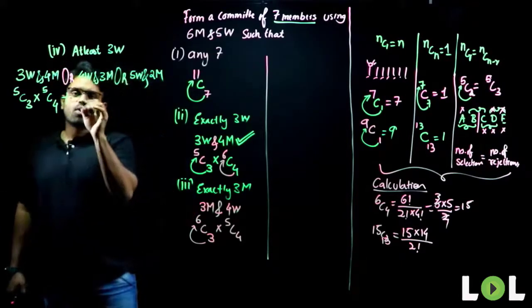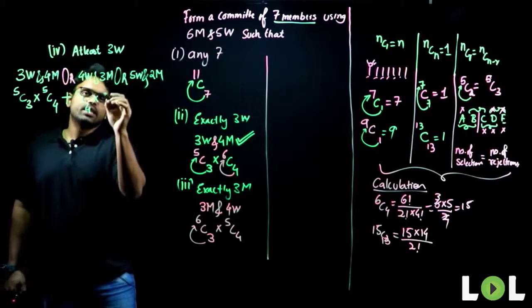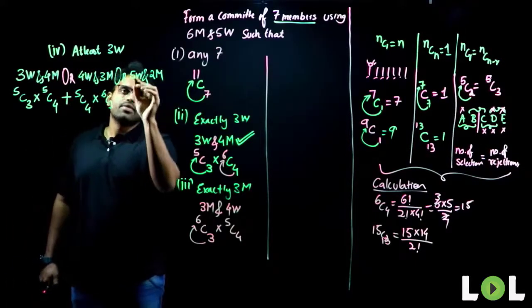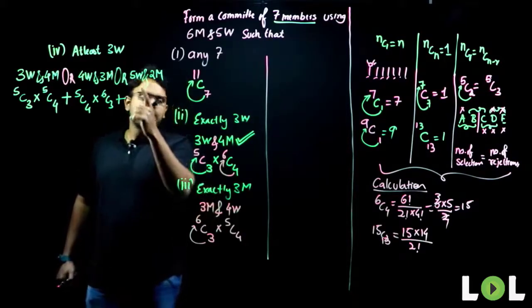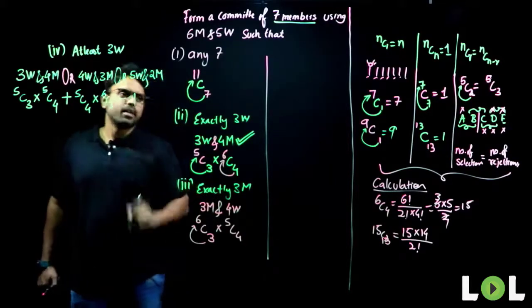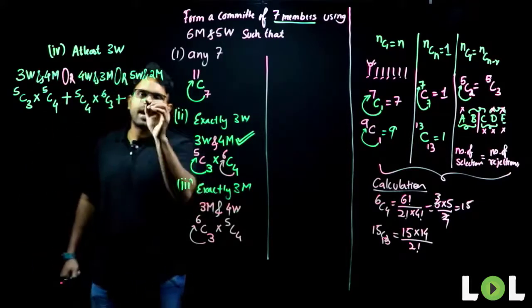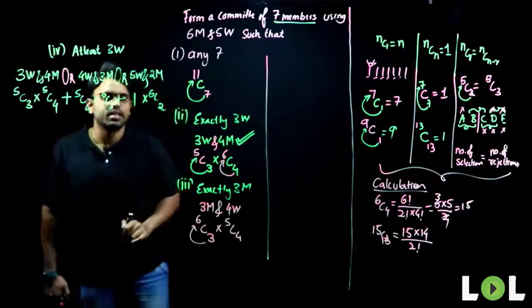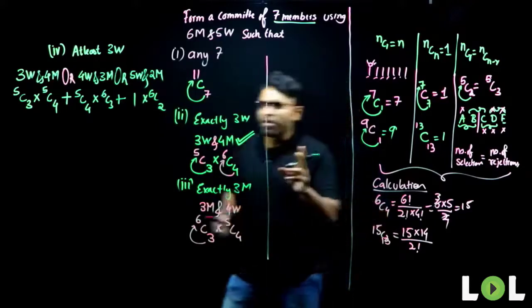Selecting 4 women out of a total of 5 women, 4C4 into next. This will be 6C3 plus this will be what? 5C5. What do I write? Quickly, anyone? 5C5. Can I write it directly? It has to be 1 because NCN is equal to 1, and "and" represents multiplication, and selecting 2 out of a total of 6 can be done in 6C2 ways. Yes, everyone able to follow?